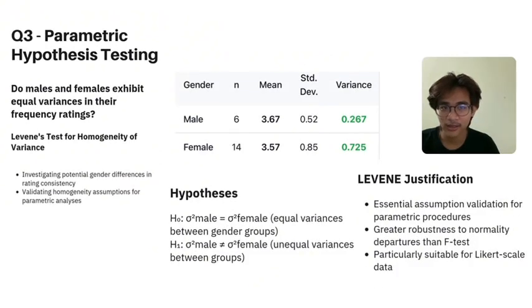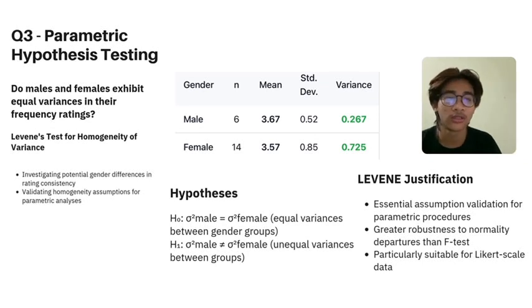For the test for homogeneity of variance, the research question I chose: do males and females exhibit equal variance in their frequency ratings? The purpose of this research is investigating potential gender differences in rating consistency and validating the homogeneity assumption for parametric analysis. For the hypothesis, for the H0, equal variance between gender groups. For the H1, unequal variance between groups.